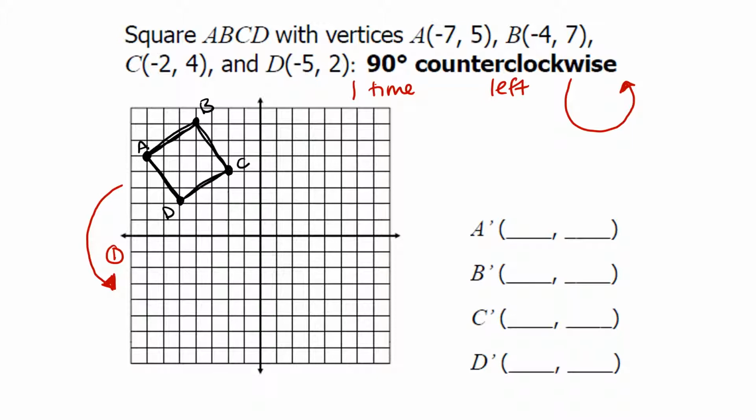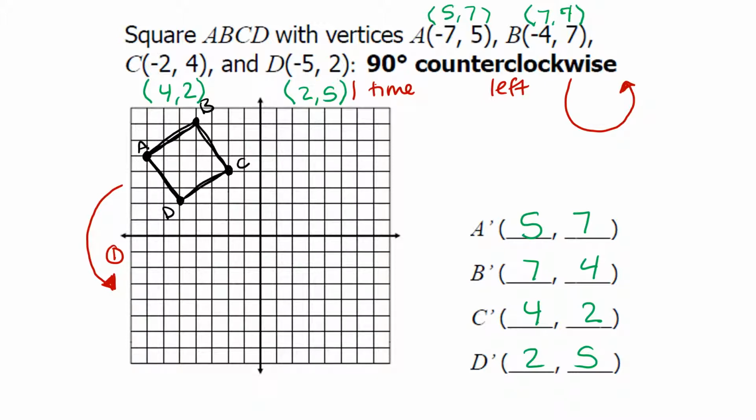When it comes to our actual points, we're going to turn them 1 time as well. Instead of starting with A at 7, 5, we're going to change it to 5, 7. We drop the negative signs for now. We will put them back in the correct location at the end. For point B, we start at 4, 7. We turn it to 7, 4. For C, we start at -2, 4. We turn it to 4, 2. And for D, 5, 2, we turn it 1 time to get 2, 5.